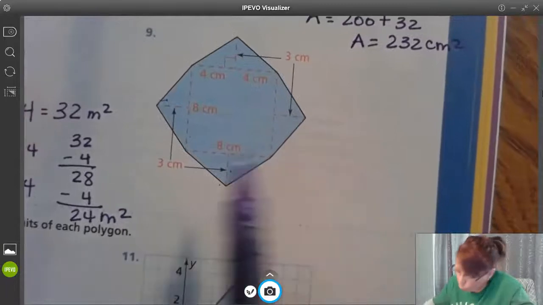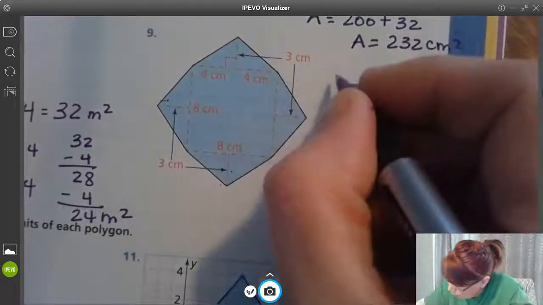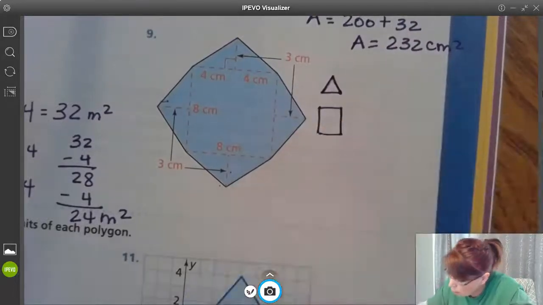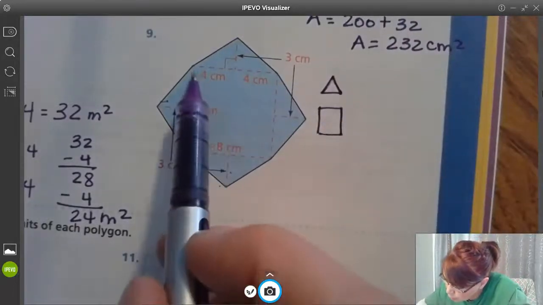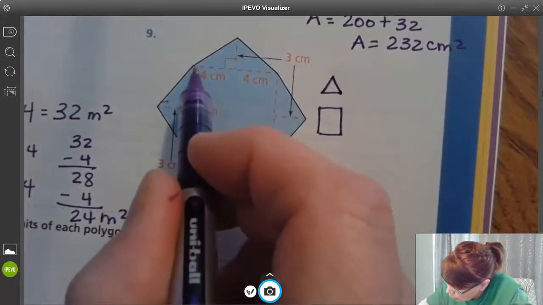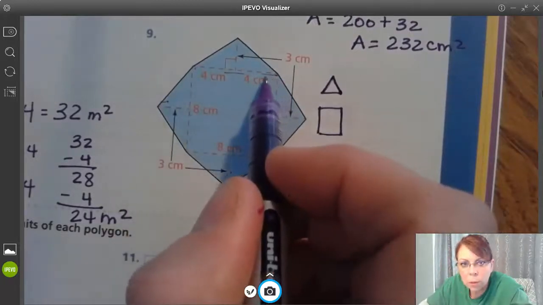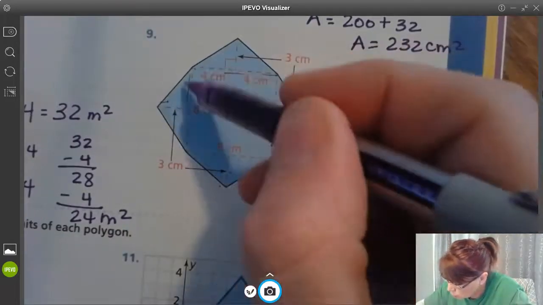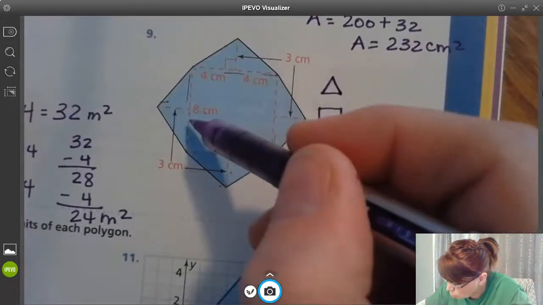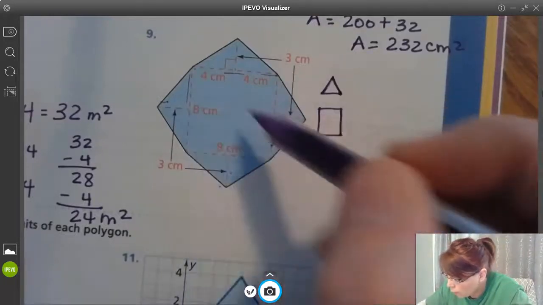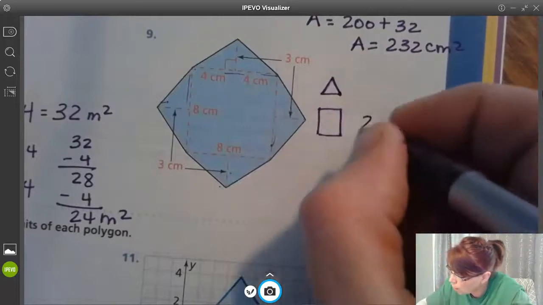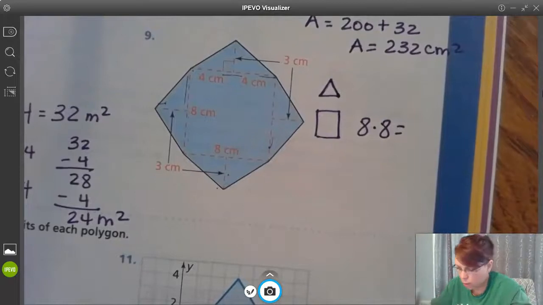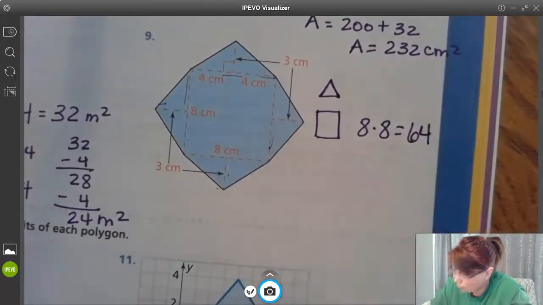All right, so we have this big square, and then we have 4 triangles that I think they all have the same dimension. So let's see. The length of this is 4 plus 4, which is 8. And the side here is 8 as well, because this is a rectangle, or a square, you have identical or congruent sides. So the square is 8 times 8. 8 times 8, quick. Yes, you got it, 64.